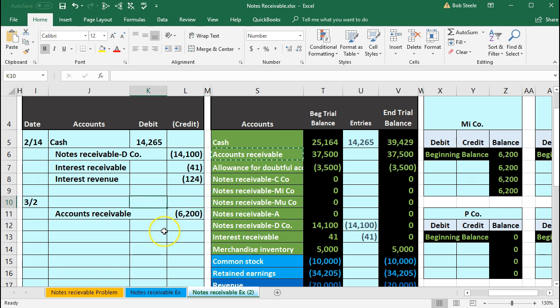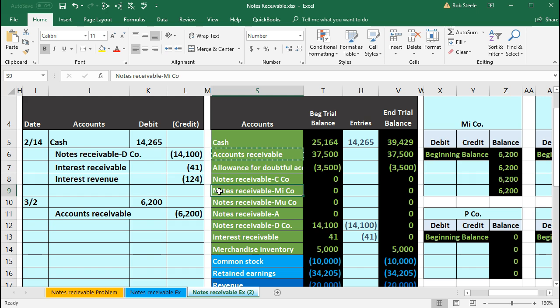Then we're going to have a debit here in K10. Within K10, we could just type it in there. I'm going to do a formula though, because that's how I like to do it. So we're going to say negative of that number. It'll take that number, flip the sign, make it a positive. Okay, now we just need to know what that account will be, and it will be notes receivable.